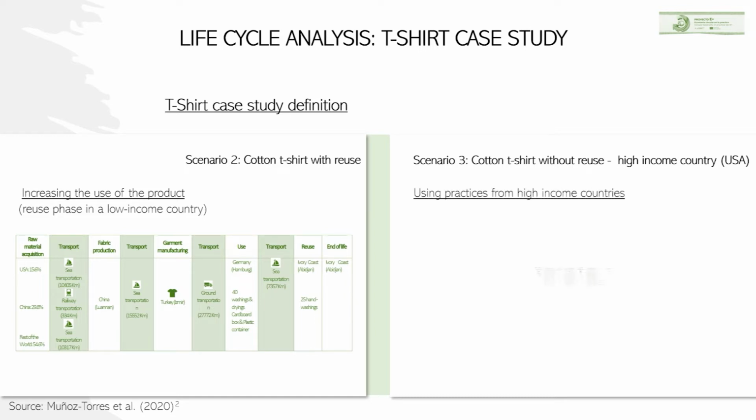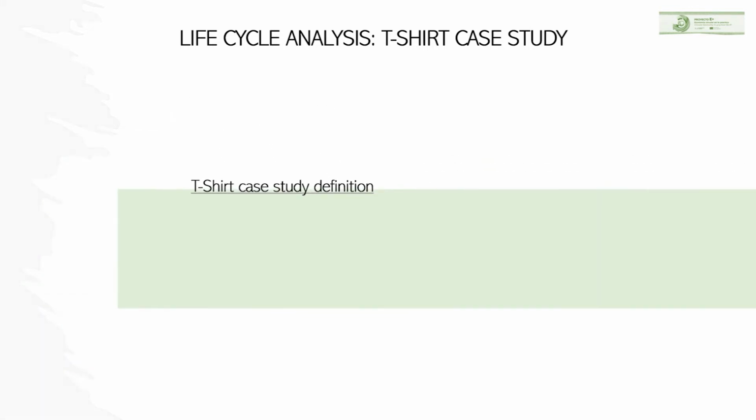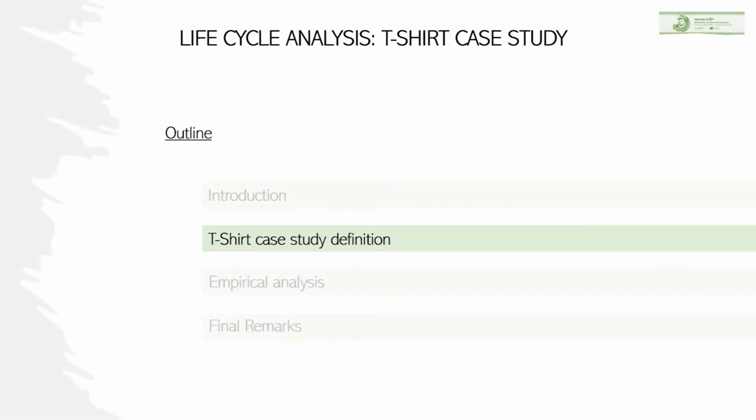The third scenario, a local market, has been defined. All companies and uses from the life cycle phases of the cotton-made t-shirt were in the USA. To know the impacts caused along the product's life cycle, we propose the use of science-based tools.